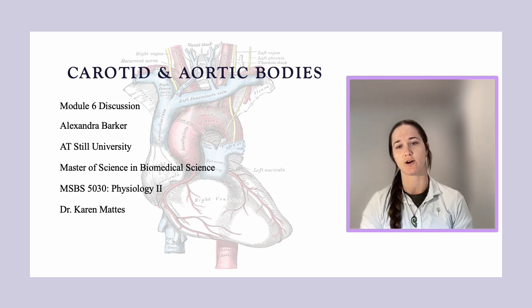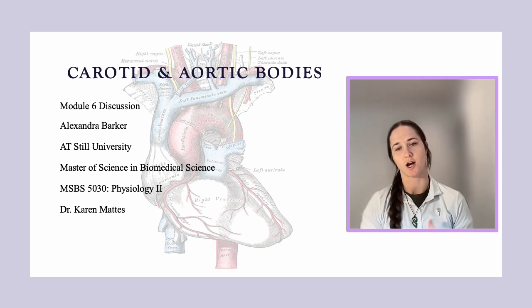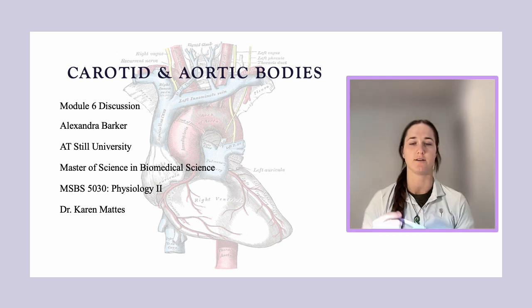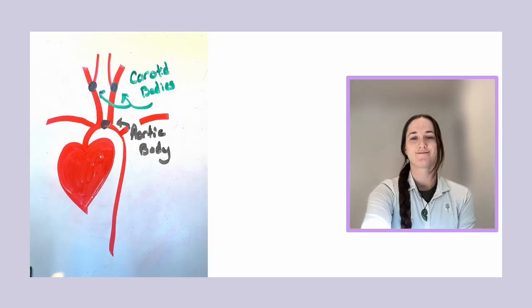For this week's discussion post, I've chosen to dive into the world of carotid and aortic bodies, two essential players that are involved in monitoring our blood chemistries and helping our bodies adapt to changes in oxygen and carbon dioxide pressures and the varying pH levels that can occur. So let's get started. I'll start with where these bodies are located.